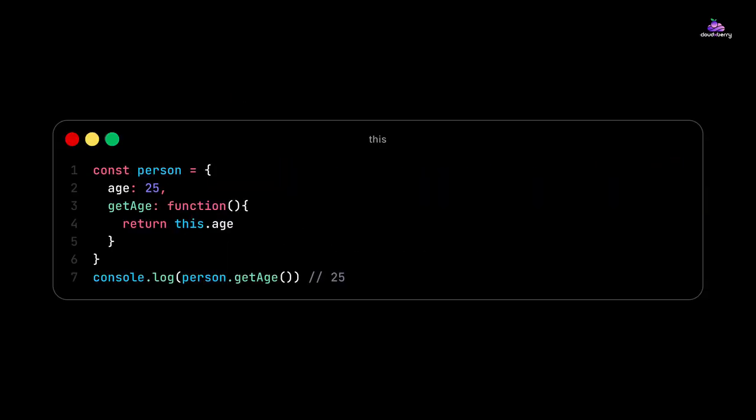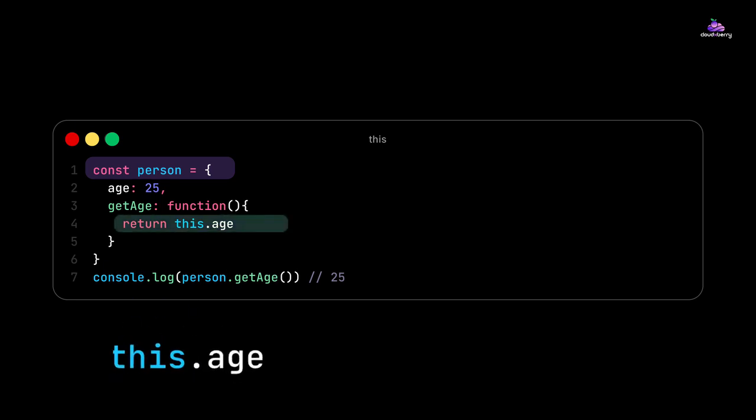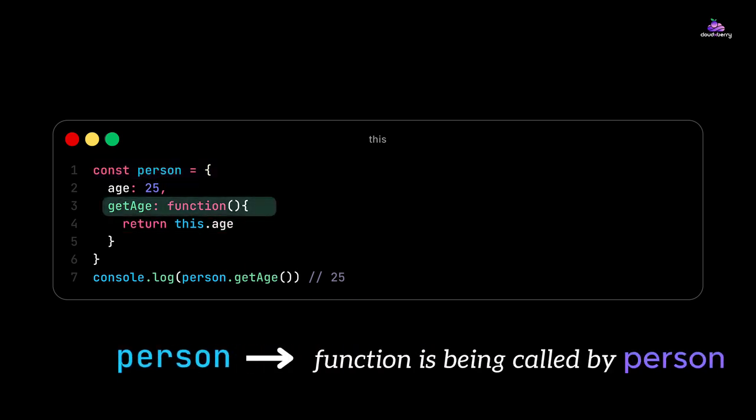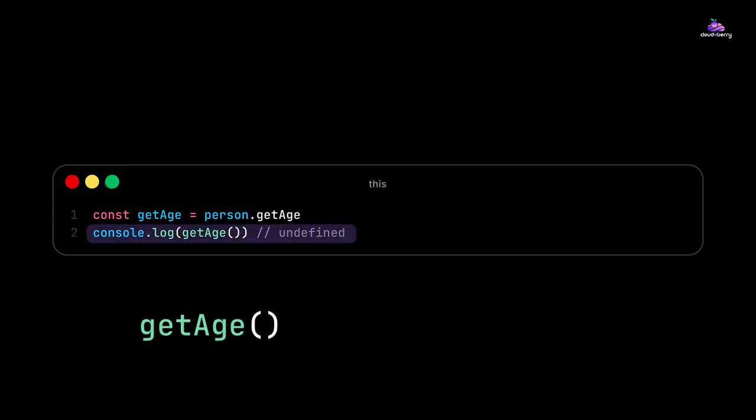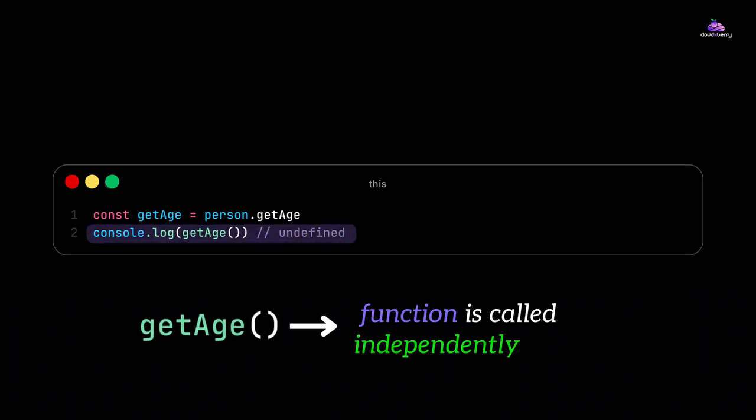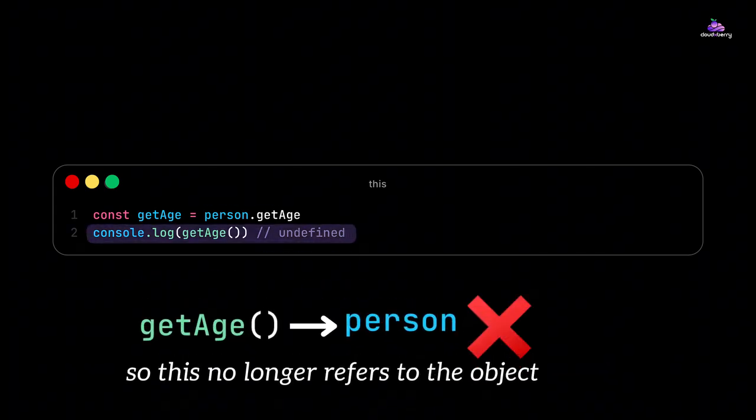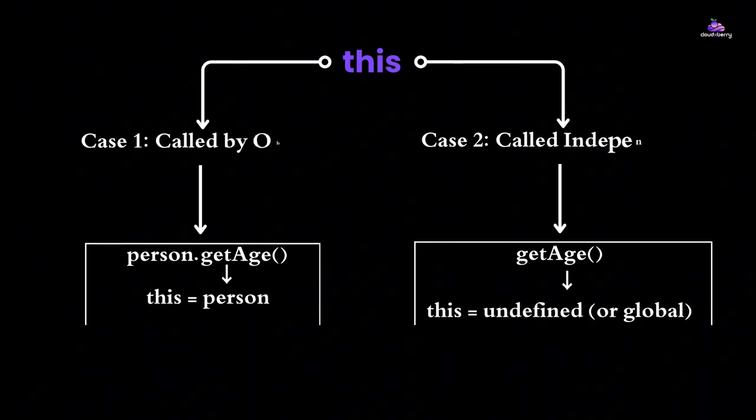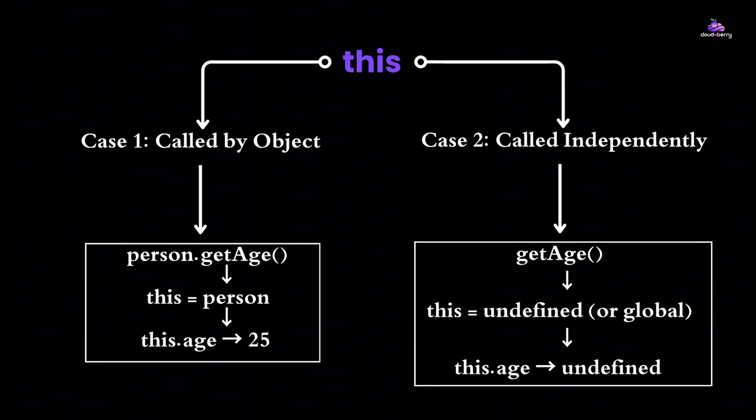Now let's move to number 7, the this keyword. On your screen, you see an object with a method. Here, this.age refers to the age property of the person object, because the function is being called by person. Now look at this. Here, the function is called independently, not by person. So this no longer refers to the object, and the result becomes undefined. So the key idea is, this depends on how the function is called.